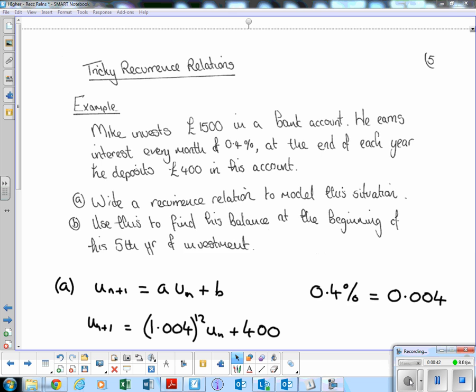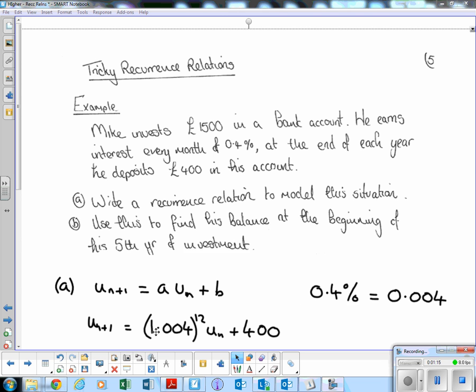Well, every month he gets 0.4% interest. So here we have 0.4%, so that'd be 0.004 as a decimal. So if we're just looking over a whole year, he's going to get that 0.4% after the first month. Then in the second month, he's going to get 0.4% on that new amount. Then on the third month, 0.4% of the amount after month 2, etc.